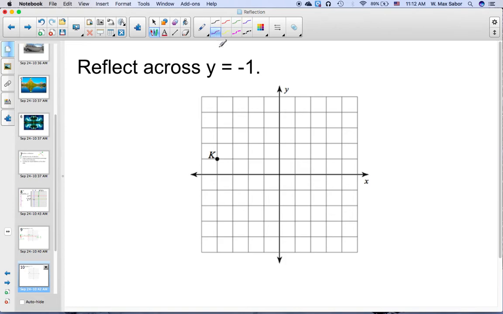All right, across y equals -1. Here is the line y equals -1. Y makes it horizontal. And -1, we travel 2 down to -1. So we need to travel another 2 down to where our output is. And our output will be called K prime.